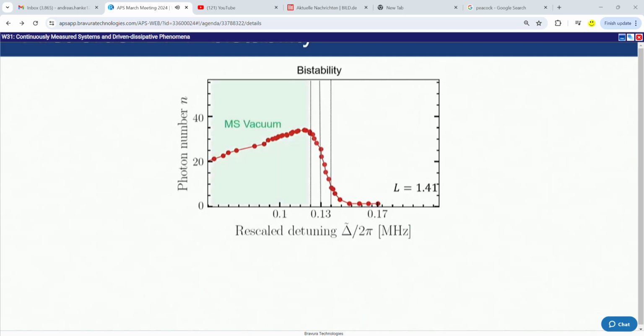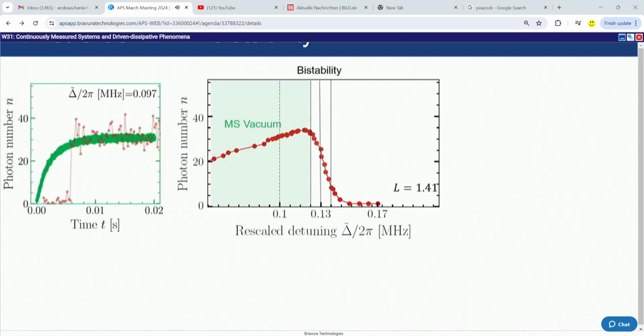And then we expect to see some metastable vacuum on the left. And this can be seen in the experiment. So what we do is that we turn the pump on at t equals 0, and then the system will stay in the vacuum for a certain time. This is shown by the red trajectory here. So at t equals 0, we turn the pump on, but then it stays in the vacuum before jumping abruptly. And in green is the average of multiple trajectories.